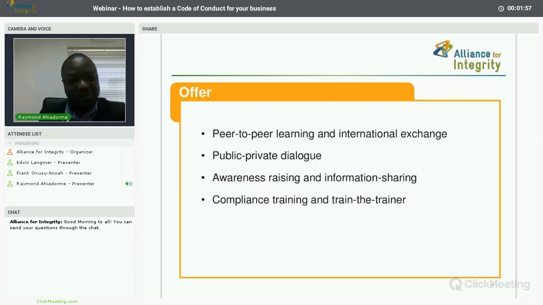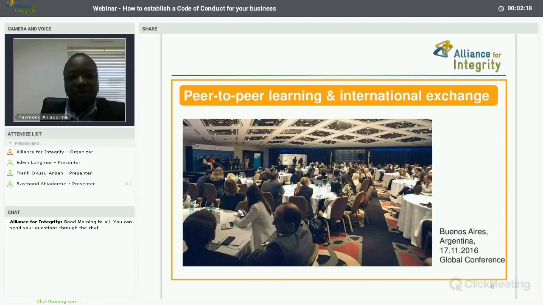This is what we offer. We offer peer-to-peer learning and international exchange, and then we undertake public-private dialogue. We raise awareness and also share information on how companies can improve their compliance capacities. And then we also undertake our compliance training and train the trainer program.